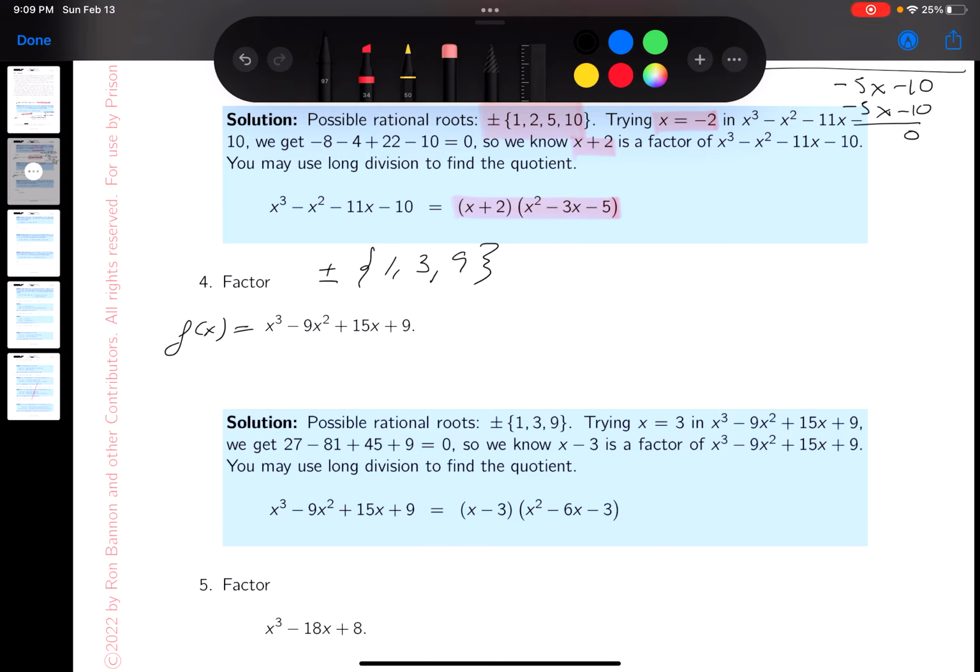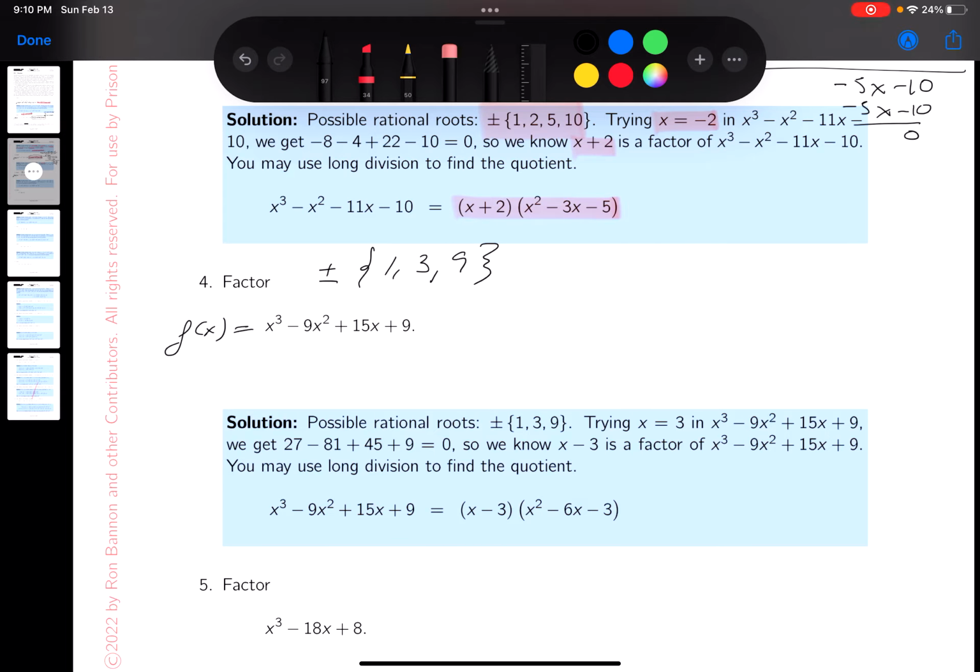And then, kind of looking at it, if you said f of 1, you get 1 minus 9, which is minus 8, plus 15. There's no way 1's going to work. You could try minus 1. And if you tried minus 1, what do you get? You get minus 3, minus 9. Definitely not going to work, all right?